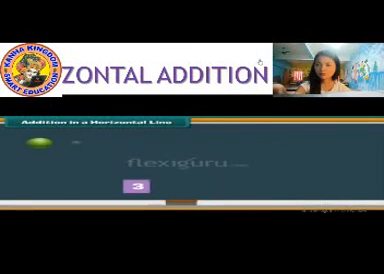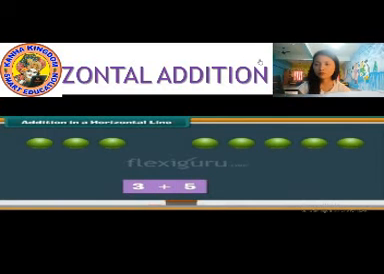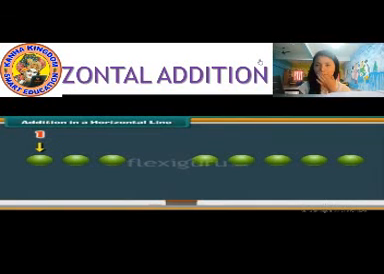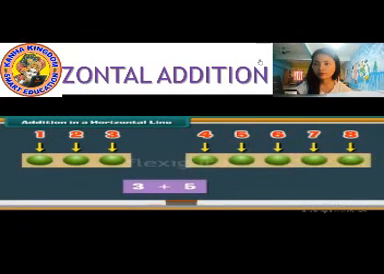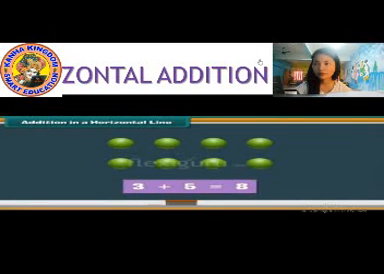What is 3 plus 5? Count the dots. 1, 2, 3, 4, 5, 6, 7, 8. 3 plus 5 is 8.